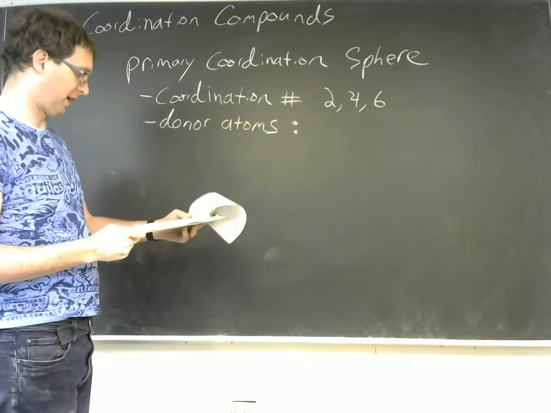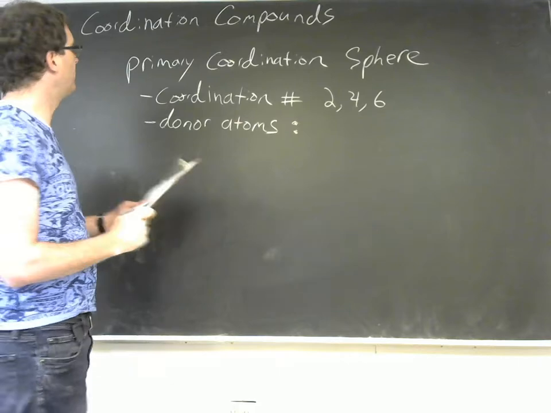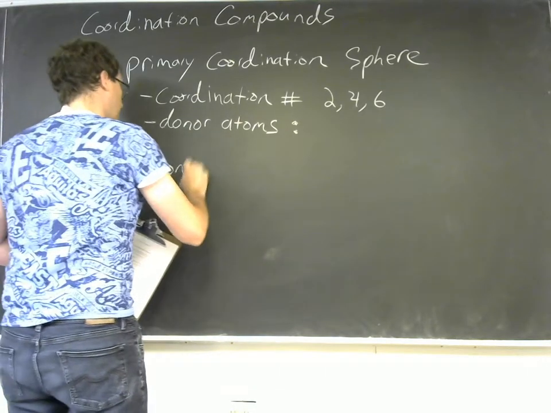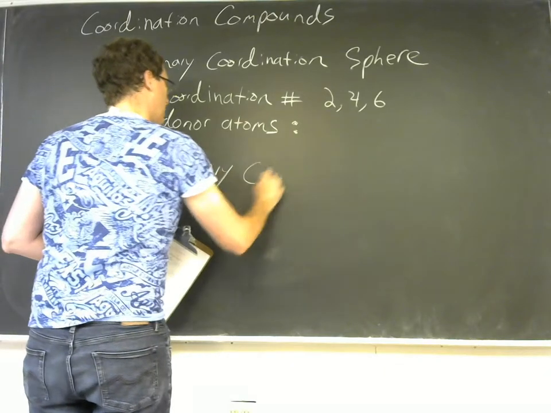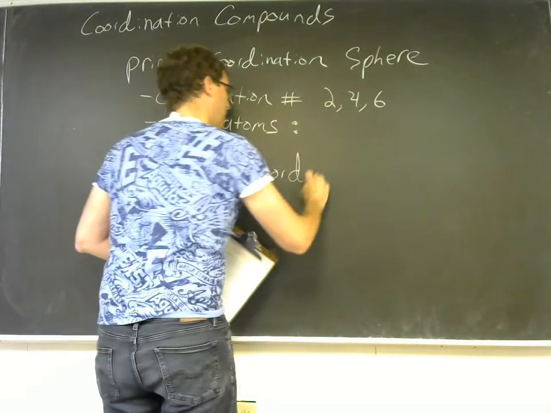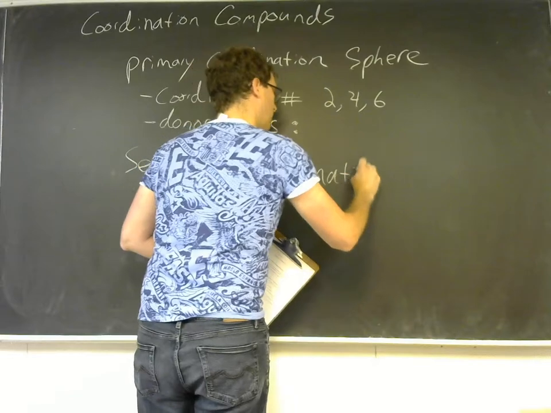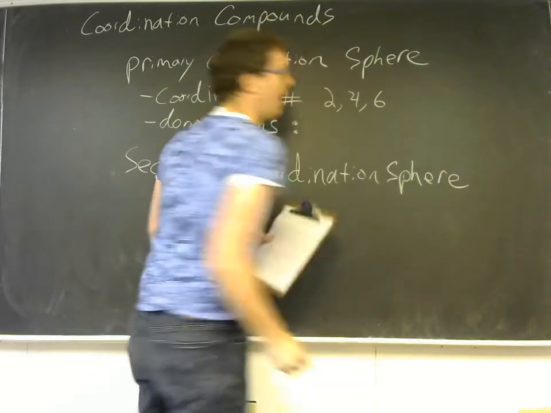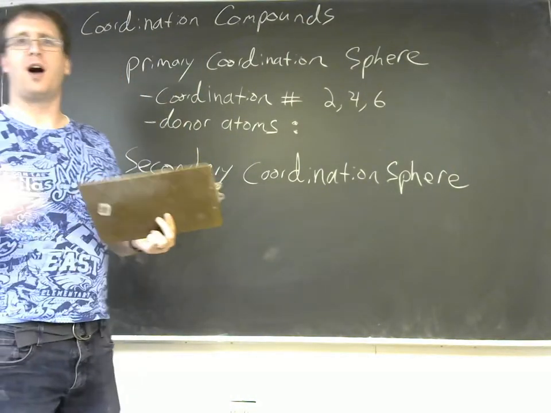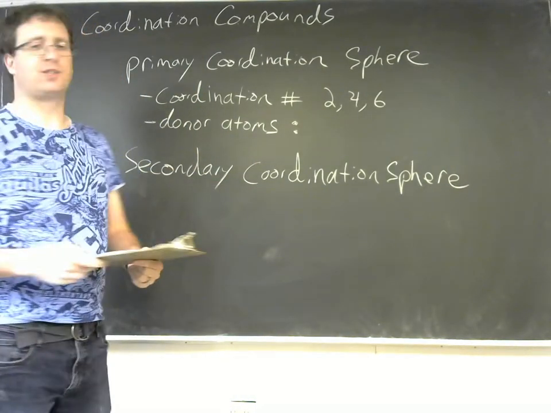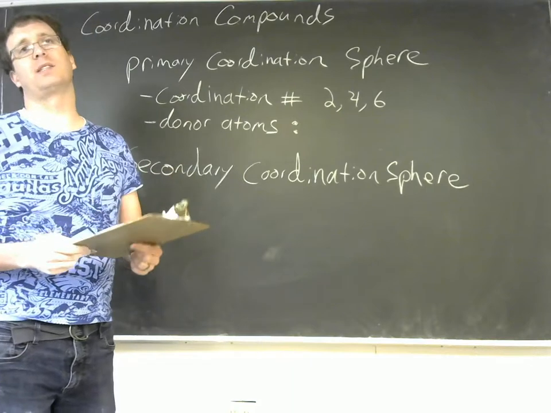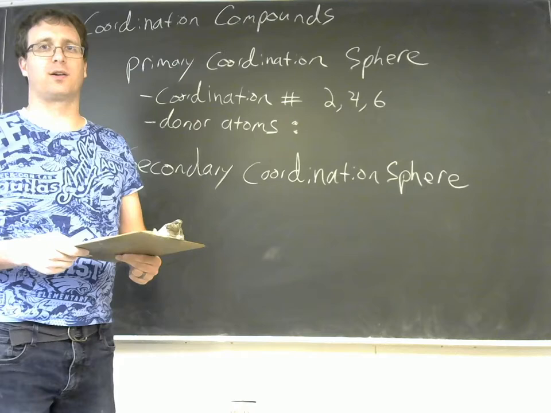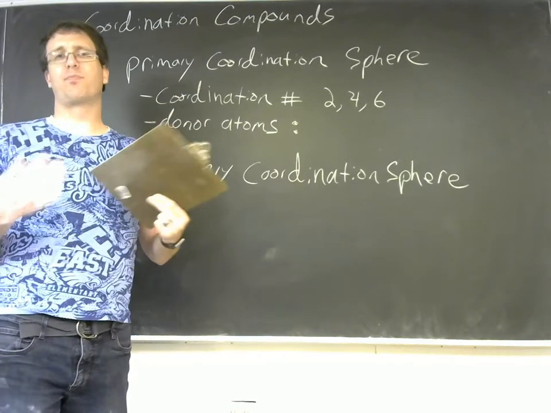So in addition to the primary coordination sphere, there will be a secondary coordination sphere. And this includes the ions and molecules which just surround the complex and are attracted to it through intermolecular forces, but not through proper covalent bonds.